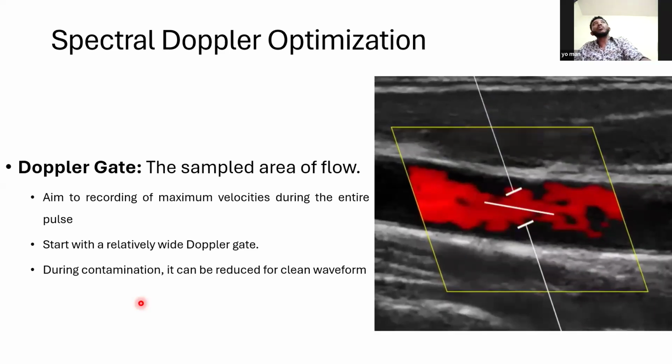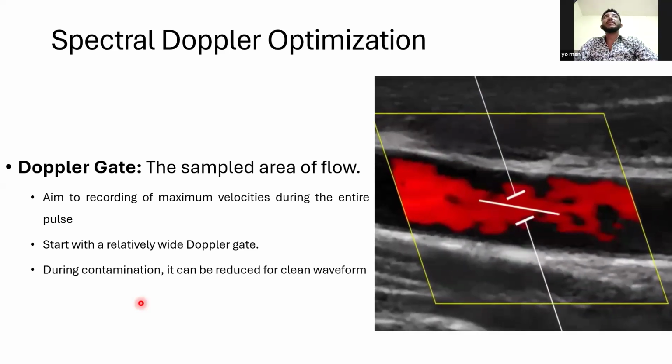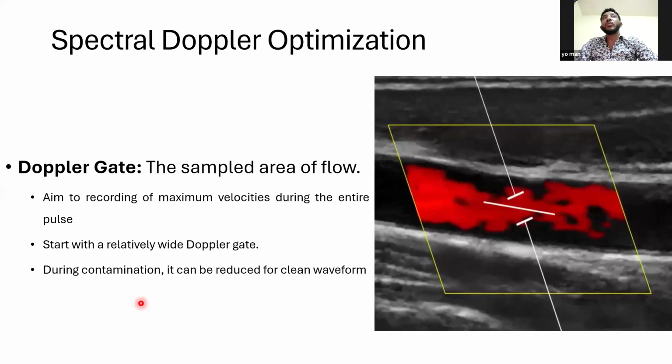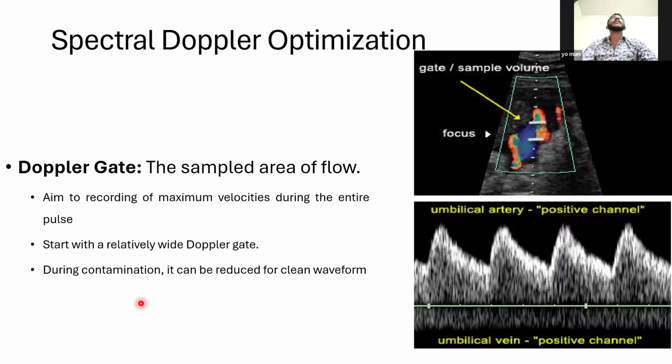To remedy this problem, we will reduce the Doppler gates as small as possible. So from this, you can see that the Doppler gate is placed in the umbilical vein and in the umbilical artery. That's why you get the two different types of waveform. This is the umbilical artery waveform, and this is the continuous monophasic umbilical vein waveform. So it aims to record as this is already discussed.